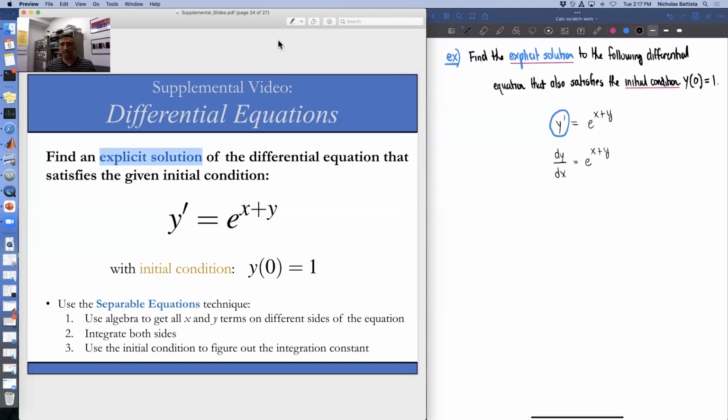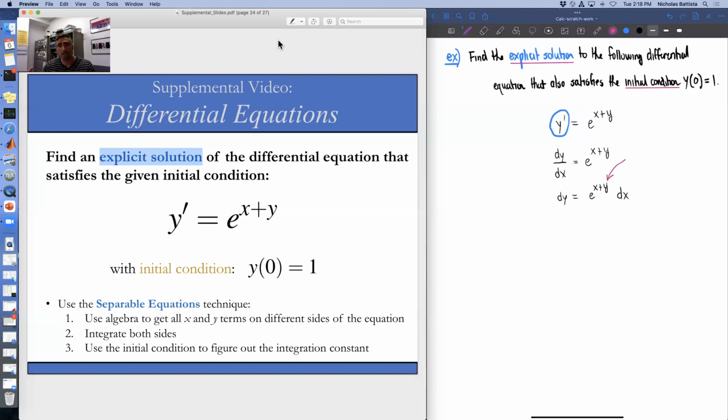And the reason we want to do that is so we can do some algebra to collect all the x's on one side of the equation, all the y's onto the other side of the equation. So let's go ahead and move through some of those steps now. The first thing we can do is take the dx and multiply it to the right-hand side. So multiplying both sides of the equation by dx, we get dy is equal to e to the x plus y times dx.